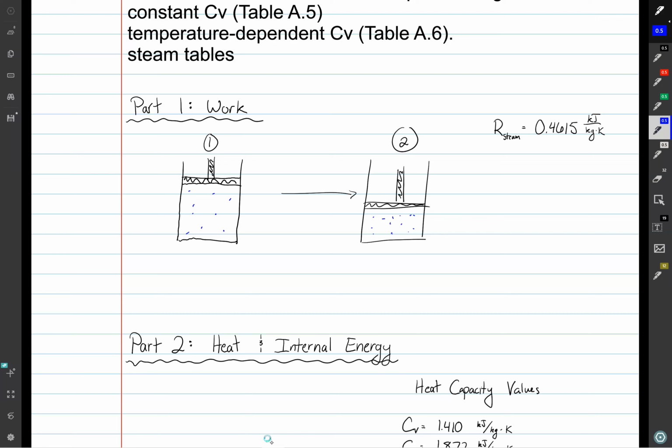Okay, so to determine the work, I have the setup that we're looking at here. Our initial temperature is 500 C, our final temperature is 300 C. We know this is reversible and constant pressure. And we're told that P1 is equal to 300 kilopascals, as is P2.